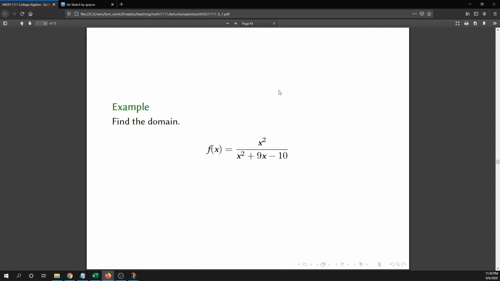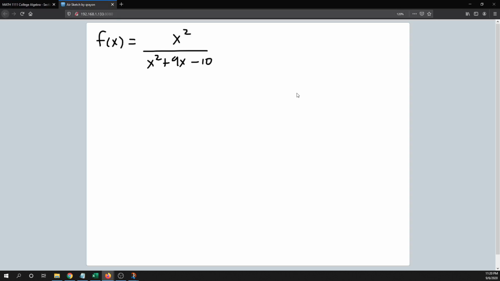So I want to find the domain of this rational function, f of x equals x squared over x squared plus 9x minus 10. All right, so I want to find the domain. So I ask myself, are there any fractions in here with variables in the bottom part? And the answer is absolutely there are. And so what I would do is set the bottom part equal to 0 and solve that out.